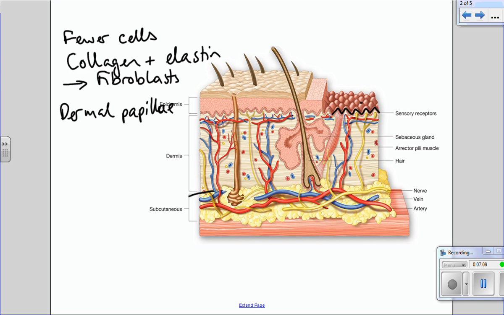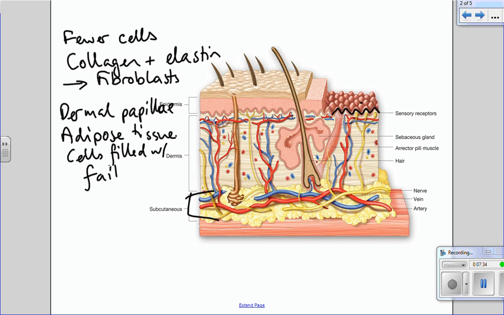Now there are lower layers. You have this layer here, and for our purposes we call it the hypodermis, and that is chock-a-block full of adipose tissue. That's your fat. Those are cells filled with fat and oils.